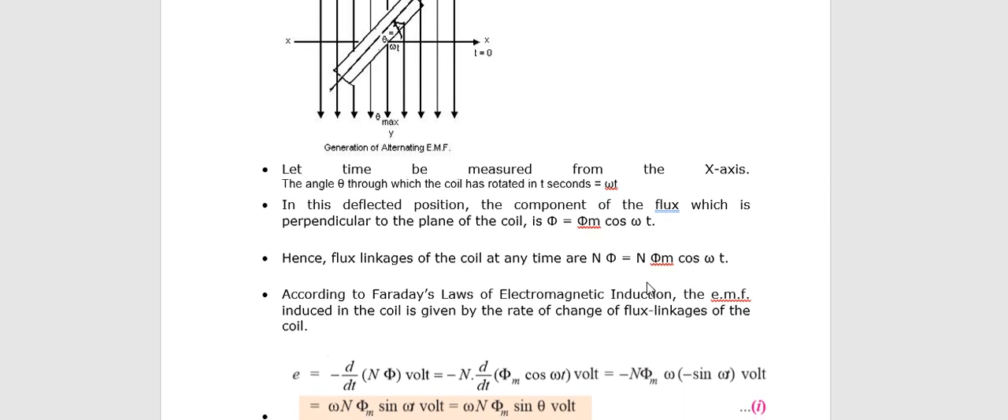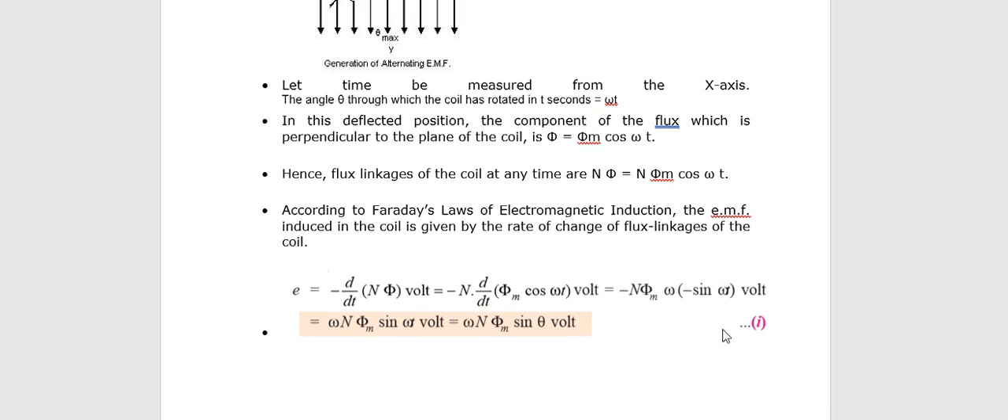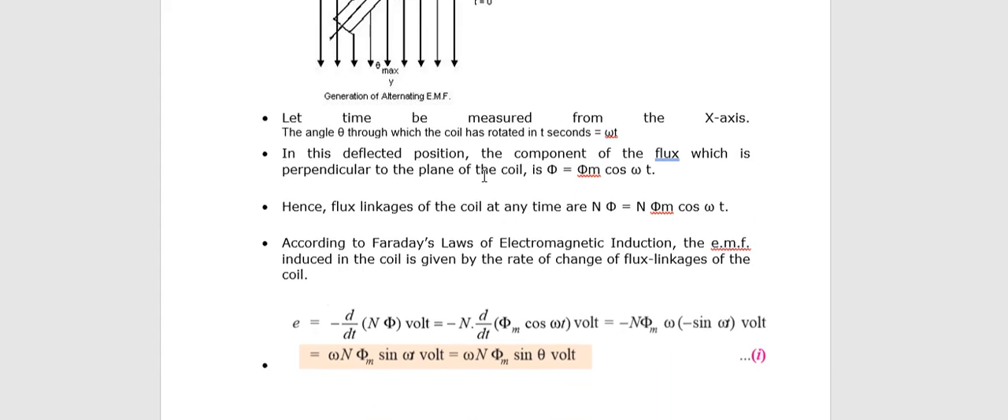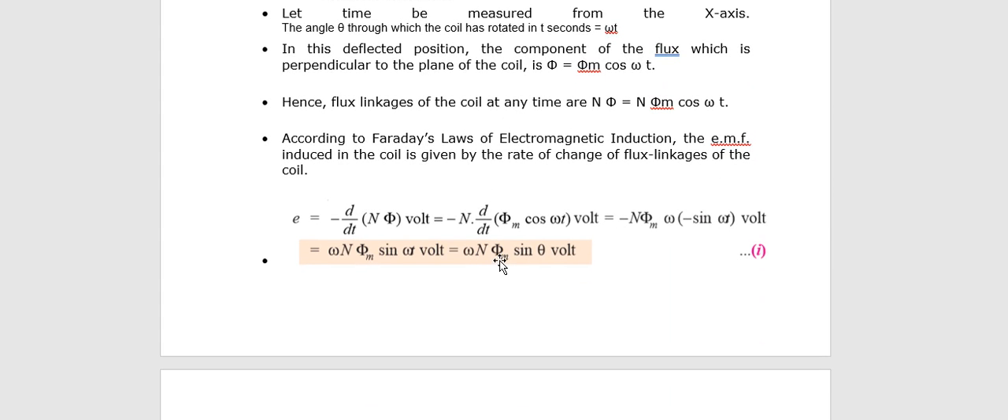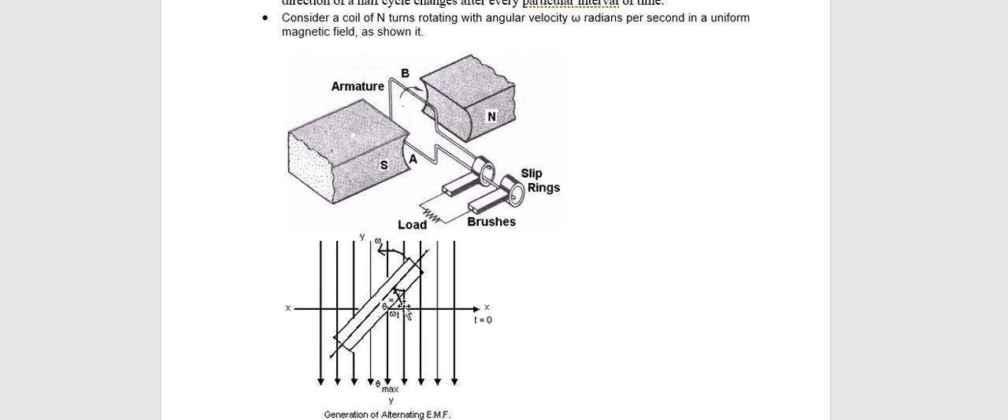Then, as per Faraday's law of electromagnetic induction, the EMF induced is given by minus d by dt of n phi, that is minus n into d by dt of phi m cos omega t. That is minus n phi m into omega, since d by dt of cos omega t is omega into minus sin omega t. So minus n omega phi m sin omega t, or sin theta, is the total EMF induced as per Faraday's law in this coil. In the output, the EMF generated is E equal to n omega phi m sin theta, where theta is omega t, the angle through which this coil is rotated.